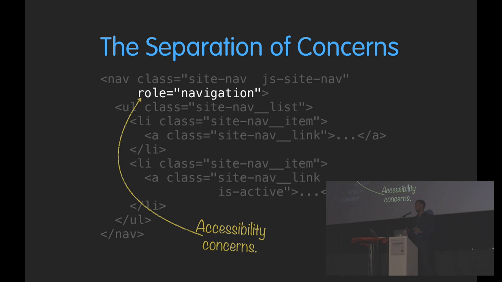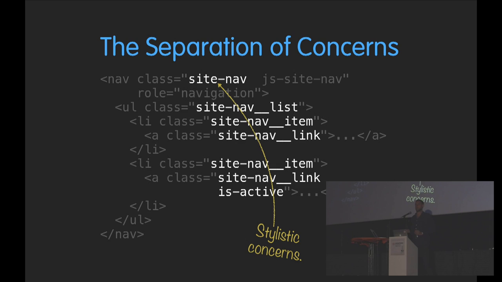I'm not concerned with how this behaves or looks, because right now my single concern is how does this behave, right? How is this going to present itself to assistive technologies? Once I've made that decision, I can forget that it even happened, move on to the next thing, which is my stylistic concern. I can decide that, well, regardless of the semantics used, regardless of the elements used, I want this piece of UI to look like this.